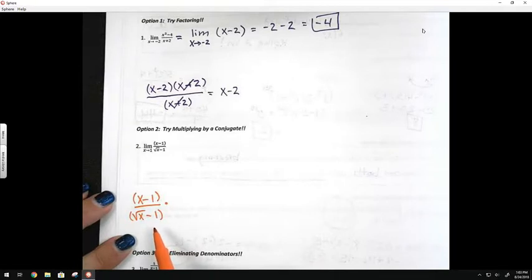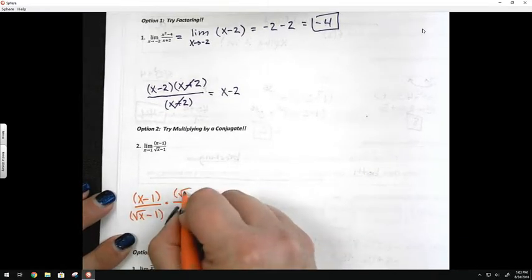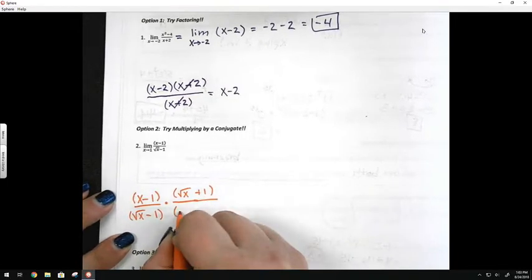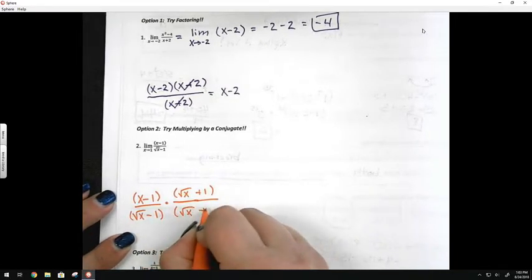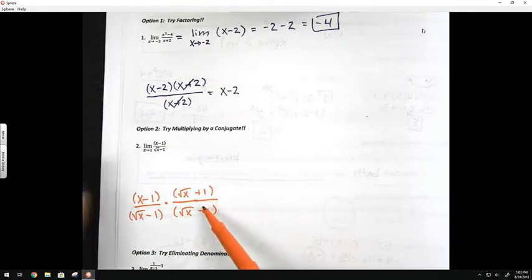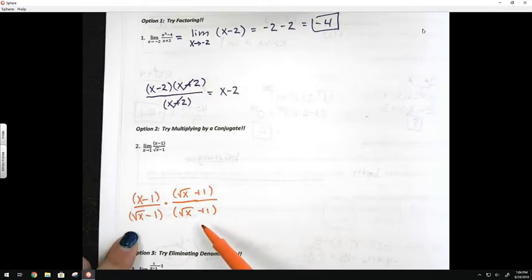All right, we'll work on some of those in class. But for now, we're going to multiply by the conjugate of the bottom, which means we're going to multiply by the square root of x plus 1 on the top, and the square root of x plus 1 on the bottom. The reason we have to do it on the top and bottom is because really, this right here is just a fancy 1. All right, we're not changing the problem at all by multiplying by the number 1. We're just picking a fancy one so that we can make it a little bit easier to deal with.